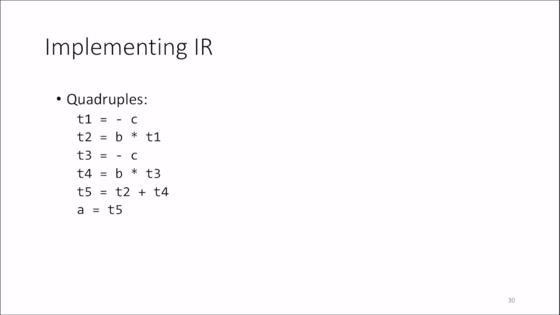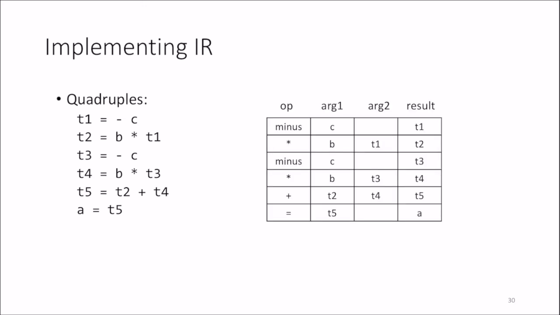Let's take a look at some ways of implementing IR in a machine, like the memory model, storing it, etc. You can store it as quadruples. So you have the operator as one column, arg1 as a second column, arg2 as a third column, and then the result.